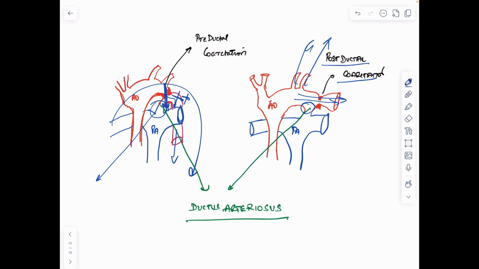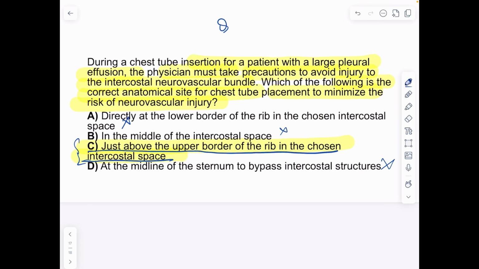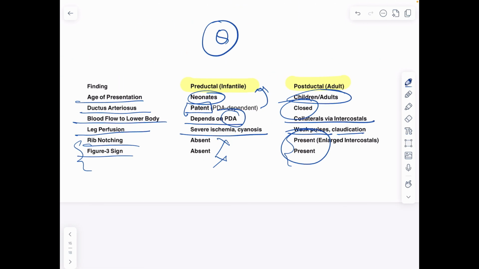In order for you to identify the questions related to coarctation of aorta in future, you have to remember this table. The age of presentation in case of preductal is neonates, while in case of postductal it is children. The ductus arteriosus is patent in preductal, because it is the PDA dependent blood flow to the lower limb, while it is closed in case of postductal.